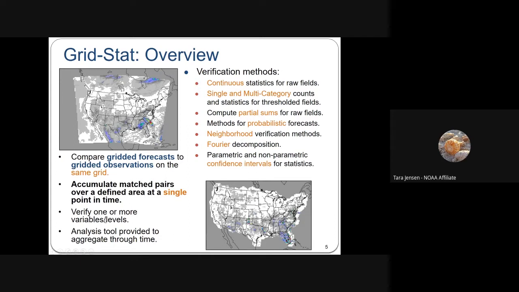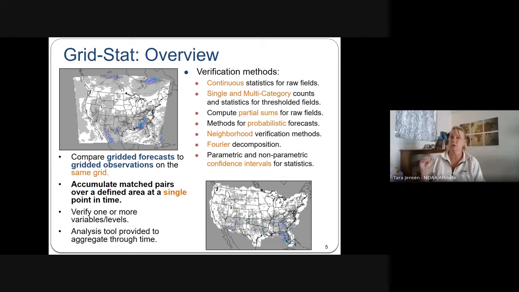And then it is set up so that you can verify on one or more levels for one or more variables. So it does have a lot of flexibility in it. The verification methods that are available in Grid-Stat include computation for continuous statistics for fields like temperature and pressure and so forth, single and multi-categorical statistics for fields that you would typically threshold, like precipitation or reflectivity, or even winds, if you're looking at different levels of winds or clouds or something like that.